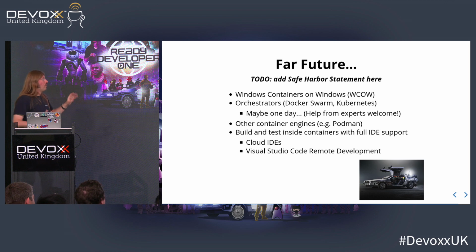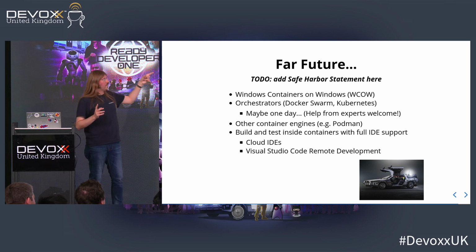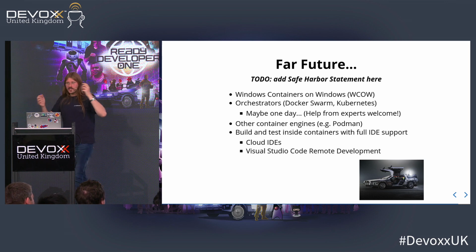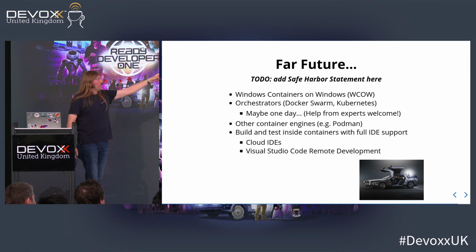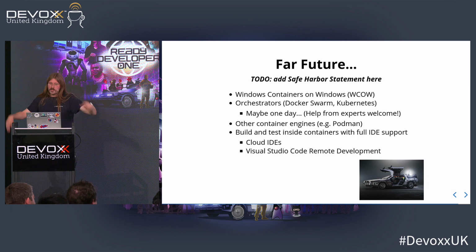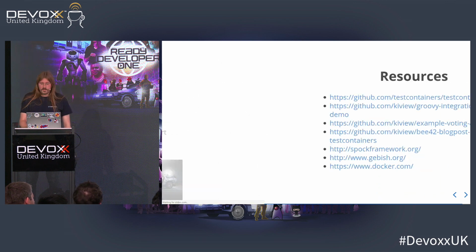And I don't know, far future, and here I should have added a safe harbor statement, so it's just rough ideas, and it's also mostly ideas in my head, not necessarily from the team. And maybe support for orchestrators at one point, like Swarm, Kubernetes, or other container engines, or cloud IDEs, or whatever you can think of.